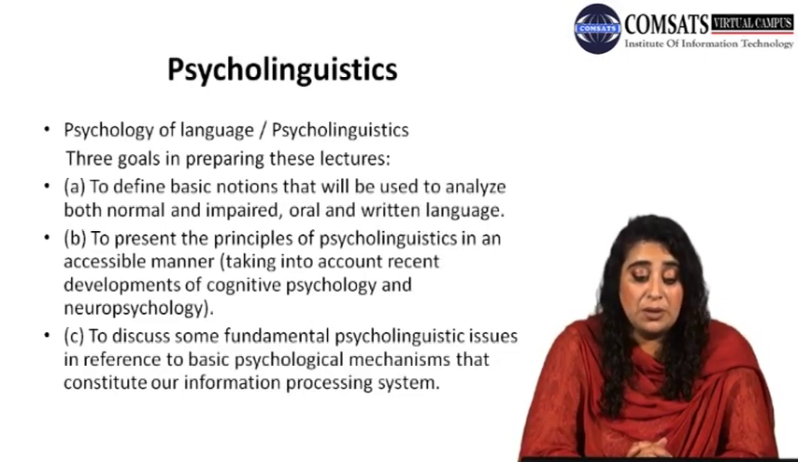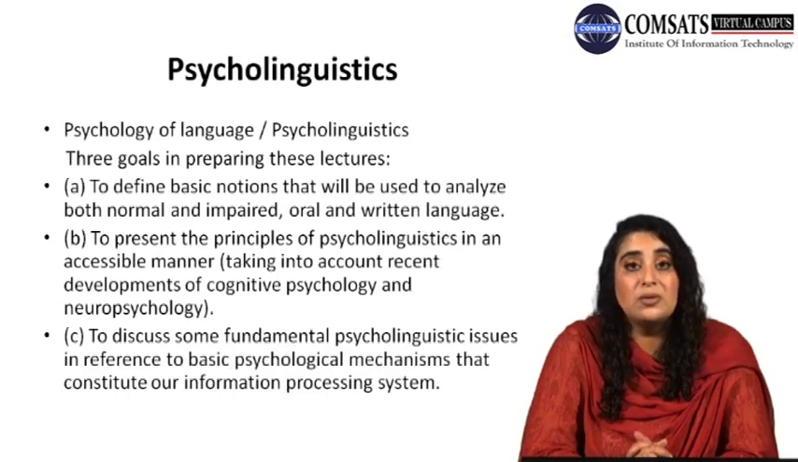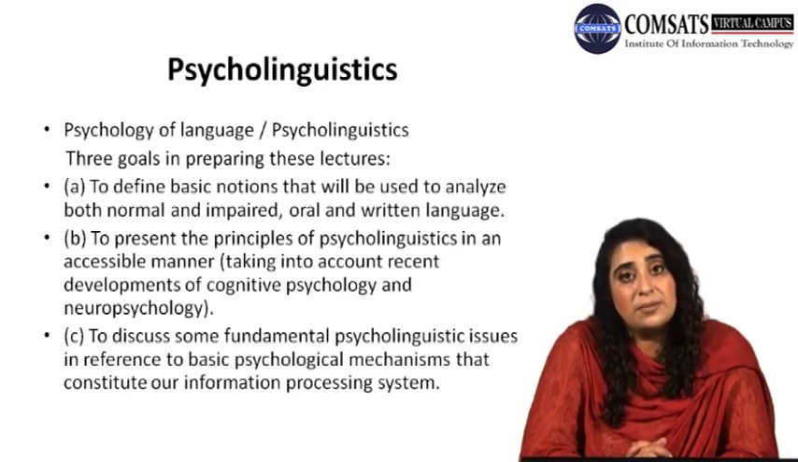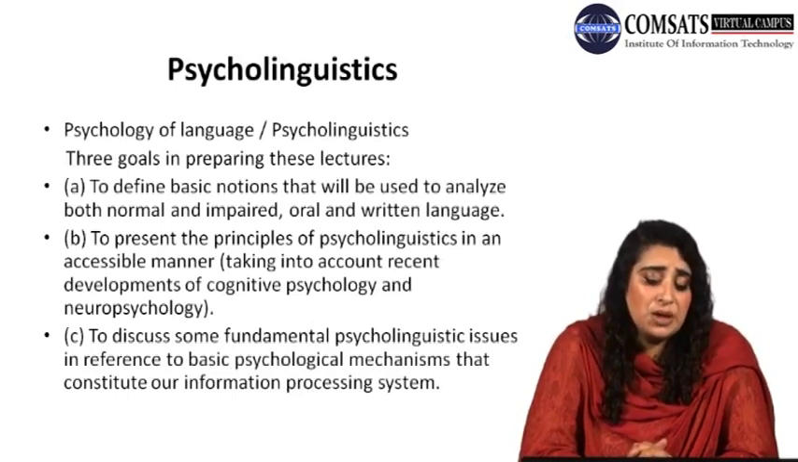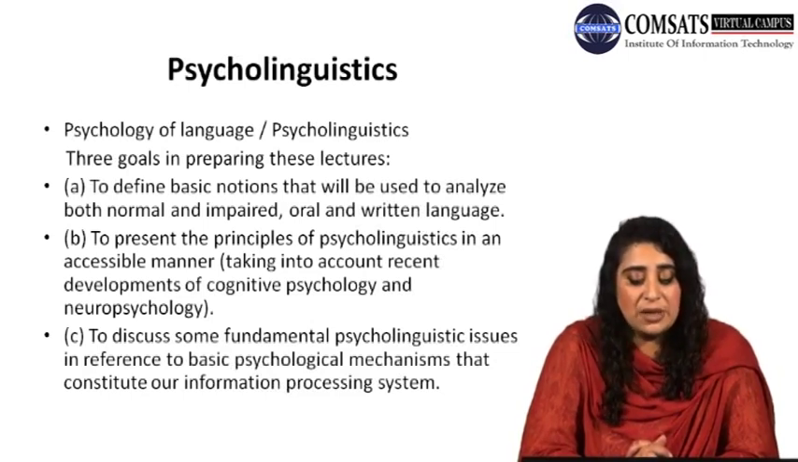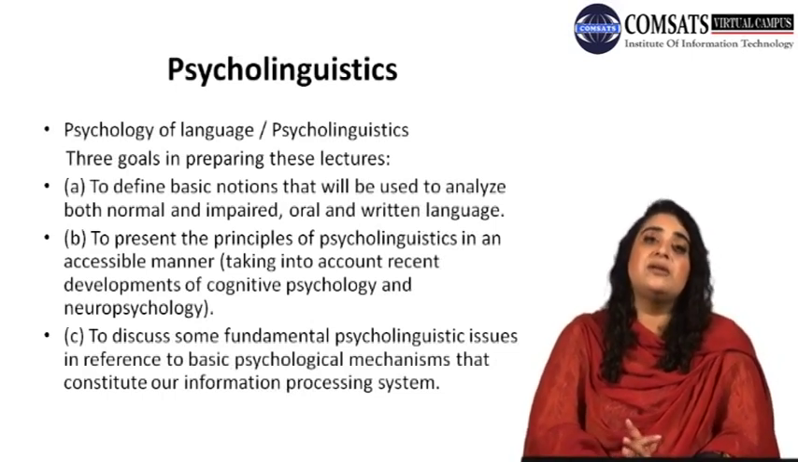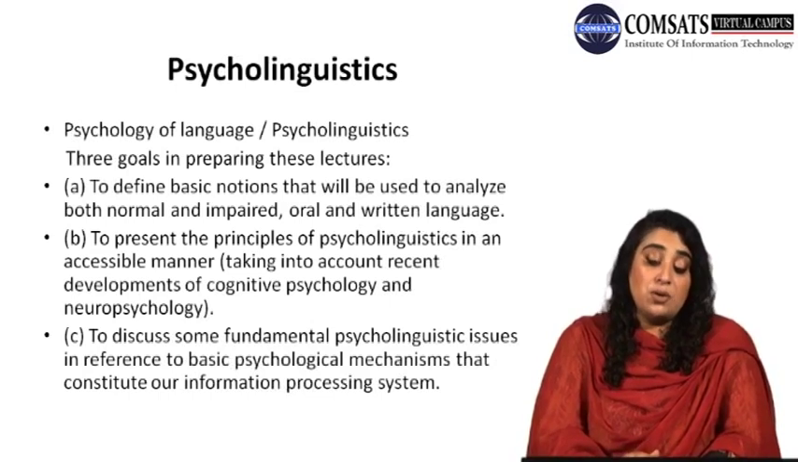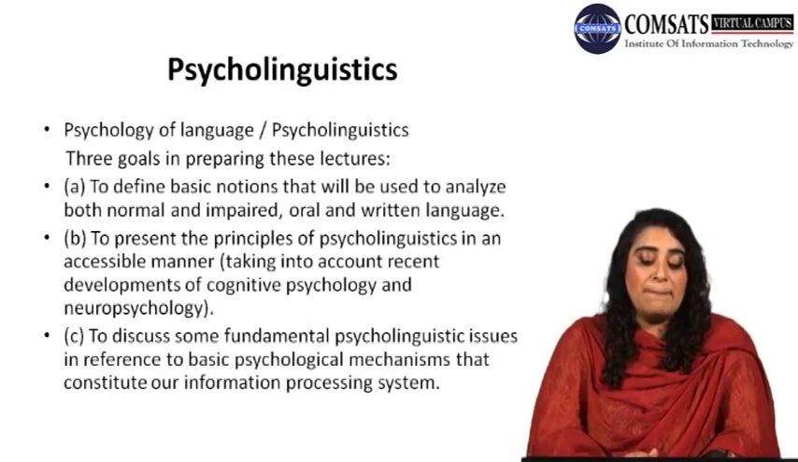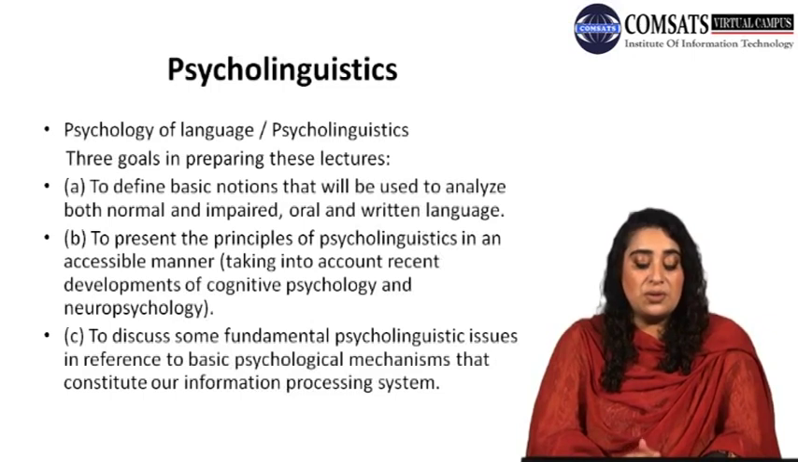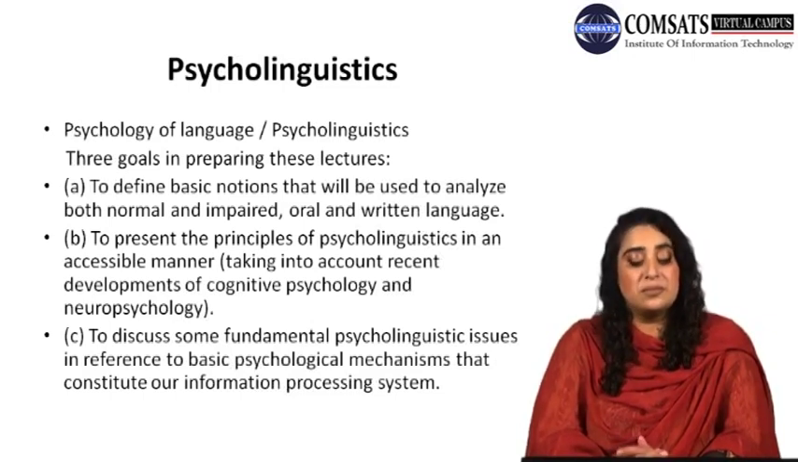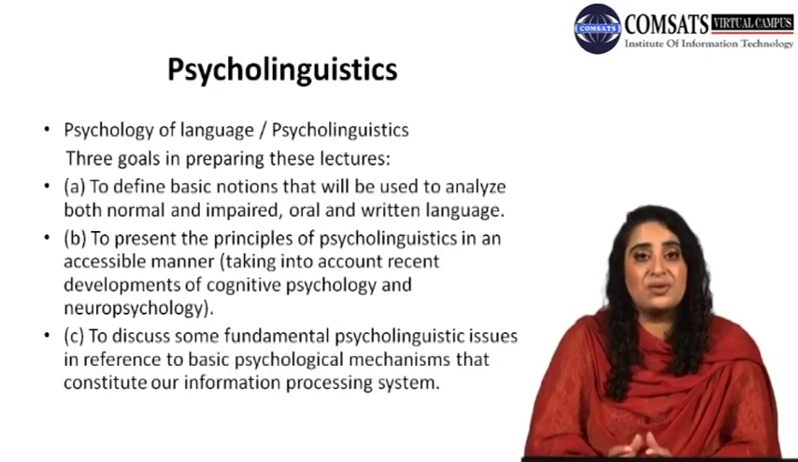The second goal would be to present the principles of psycholinguistics in an accessible manner. What we are trying to do is present the principles in an easy way, in a way that you can easily understand, taking into account recent developments of cognitive psychology and neuropsychology. We keep in mind and use both cognitive psychology and neuropsychology. The third goal would be to discuss some fundamental psycholinguistic issues in reference to basic psychological mechanisms that constitute our information processing system, on which our information processing system is based.